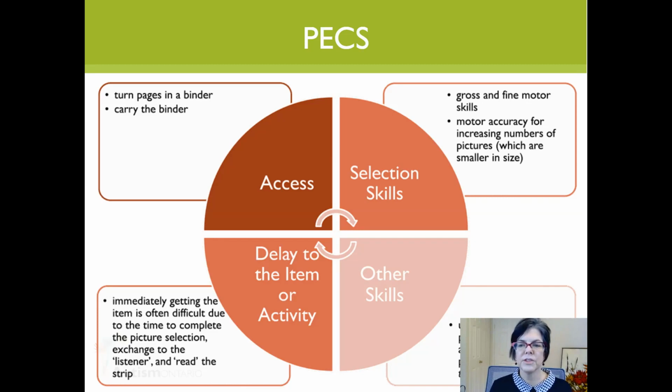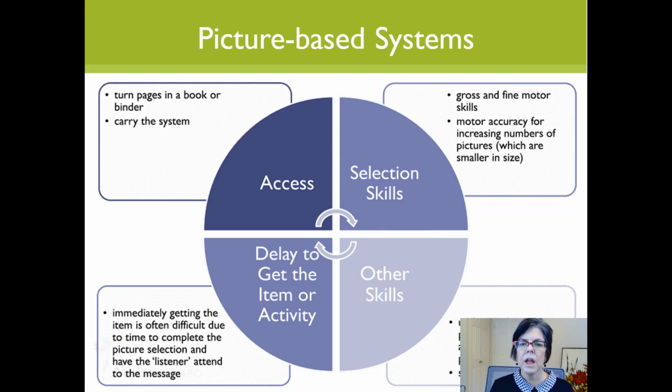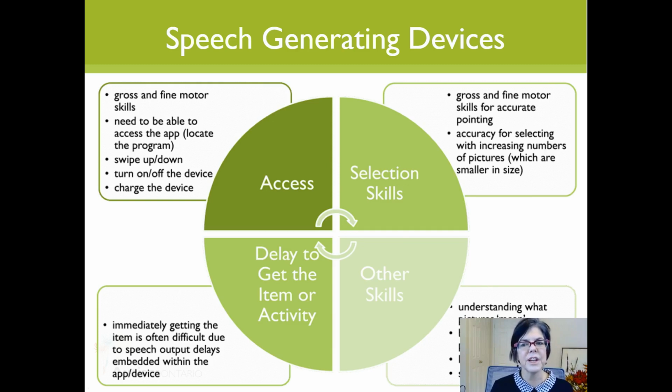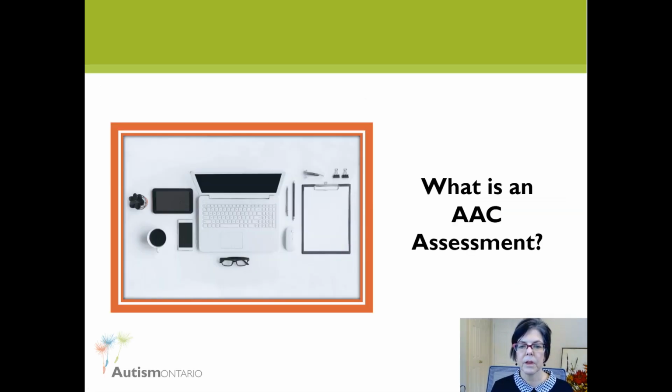Again, for PECS, you'll see that there's selection skills, there's other skills that may impact, there's delays or barriers that you may find with your child or student, and then access. What does access look like? They have to turn pages, carry the binder. And in picture-based systems, again, what are you thinking about in terms of selection skills, those other skills, barriers, and access, and speech generating devices? And as you see, as we've gone along, all of these little boxes have increased in the number of different impacts that there may be when you're choosing specific systems.